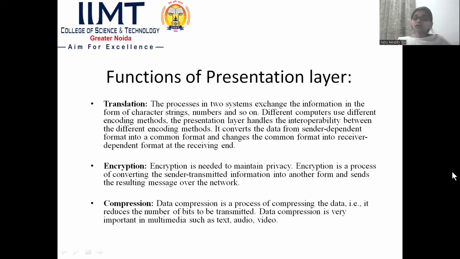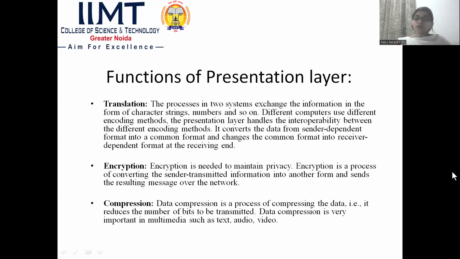Encryption. Encryption is needed to maintain privacy. Encryption is the process of converting the sender's transmitted information into another form and sending the resulting message over the network. So encryption is the process to ensure the confidentiality of the message. Encryption is the process where the sender encodes the message so that no third party can access or decode it, and the receiver can receive the message successfully.